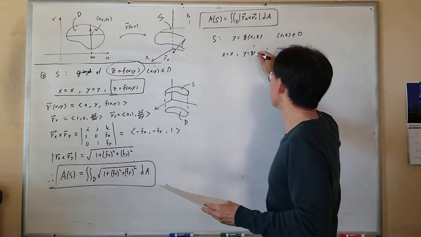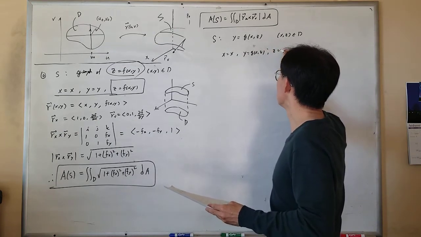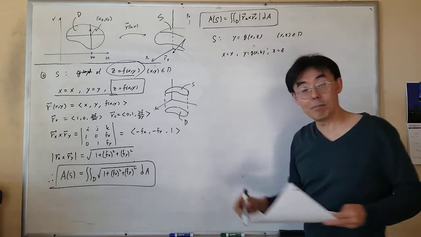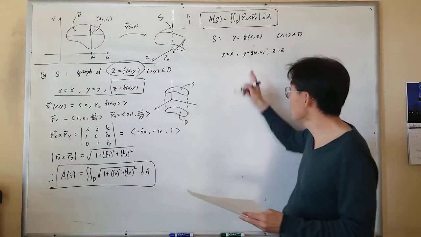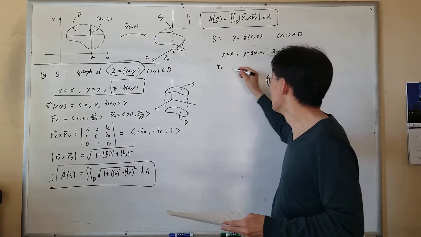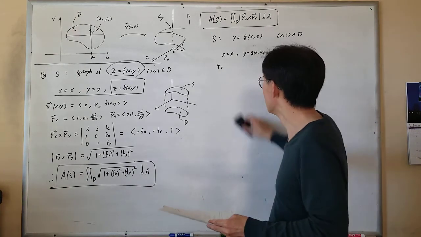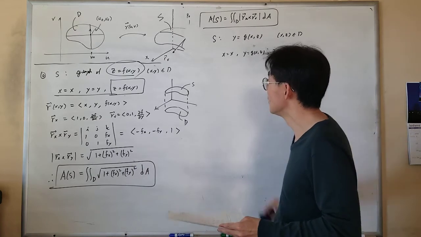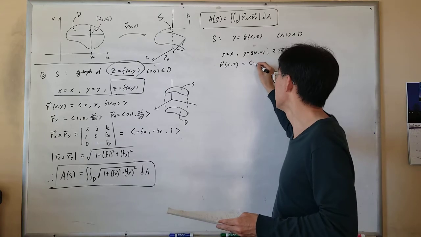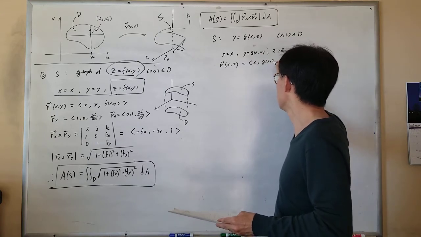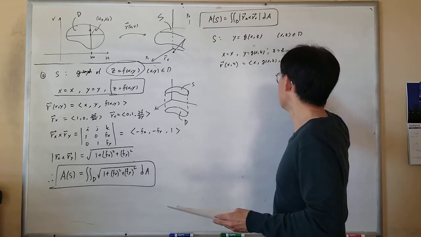Y equals g of x, z, and z equals z. Now, x and z are playing the role of u and v in this case. So then you have to do r sub... so your r, r of x, z is x, g of x, z, and z.